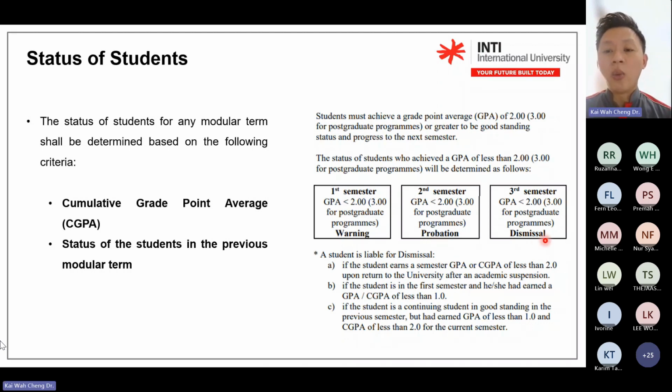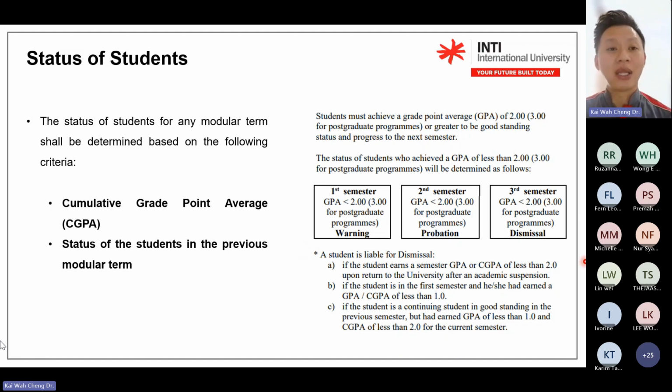And what are the definitions of dismissal status? I believe you can look at the descriptions here, A, B, and C. I believe this is not what we want, right? So always maintain a good academic record. Always remember your commitment as an adult learner, to avoid this kind of uneasy incidents happening throughout your studies at INTI International University.